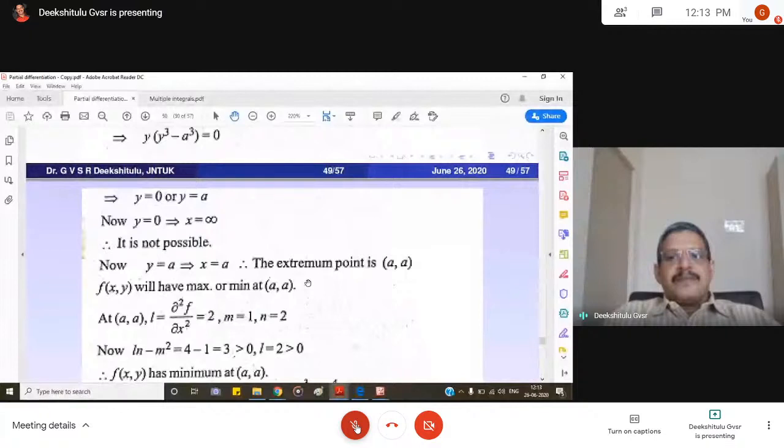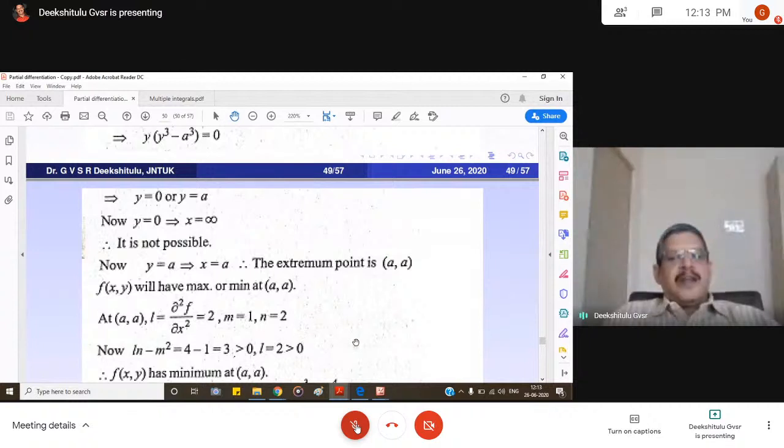For that you have to find the other test, that means ln minus m square. At the point (a, a), l is dou square f by dou x square, which is 2, m is 1 and n is 2. So ln minus m square is 2 into 2, 4 minus 1, that is 3, which is clearly greater than 0. And L is also greater than 0.